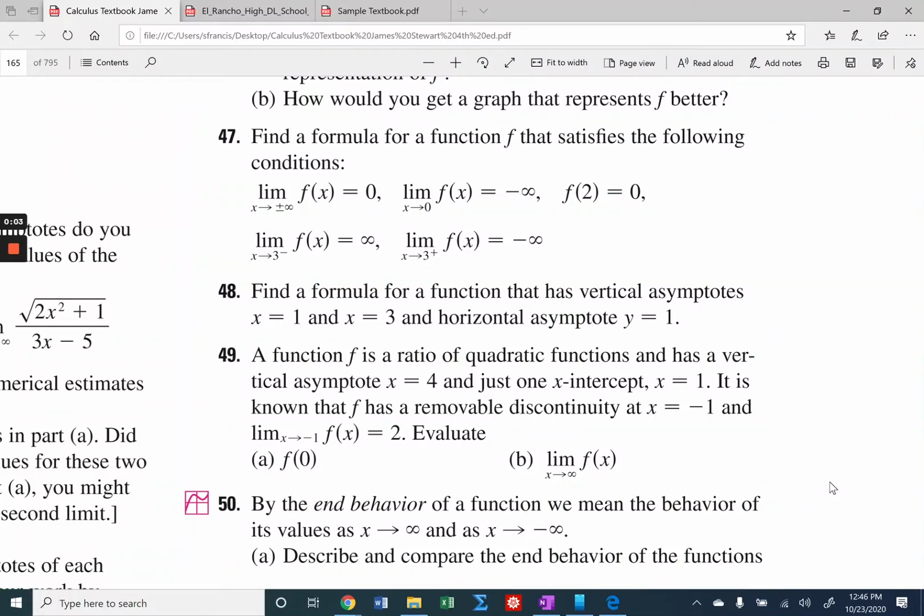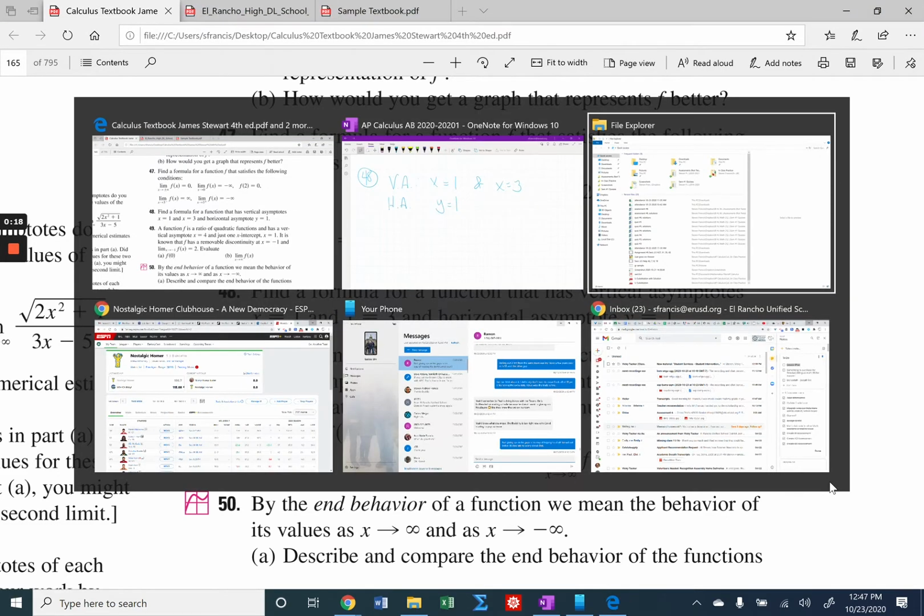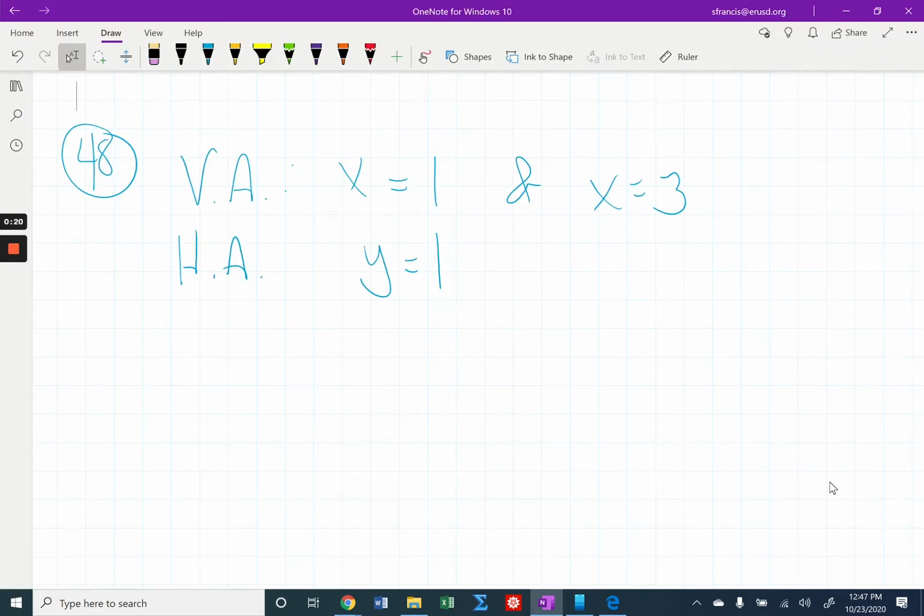All right, greetings everyone. Let's look at number 48 from section 2.5. It says to find a formula for a function that has vertical asymptotes at x equals 1 and x equals 3 and a horizontal asymptote at y equals 1. All right, so I've got that written down over here.